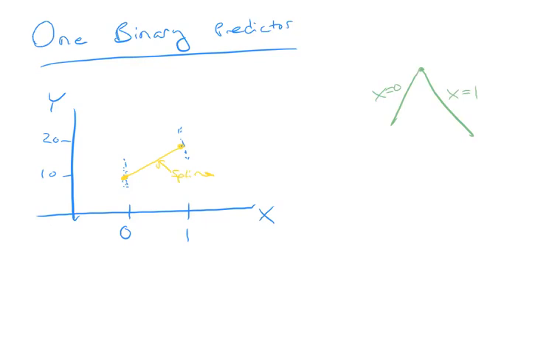Well, when X was equal to 0, the mean of the Y's was 10, right there. So when X is equal to 0, the prediction of Y is going to be 10. That's our best knowledge of what will happen. When X is equal to 1, what's our best guess? Well, here it was 20, right?